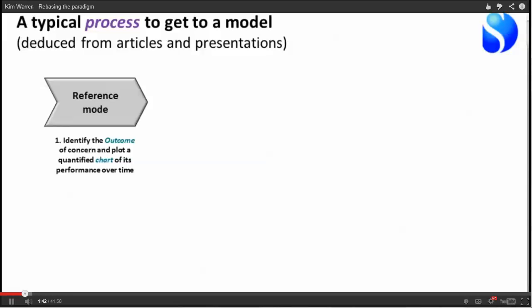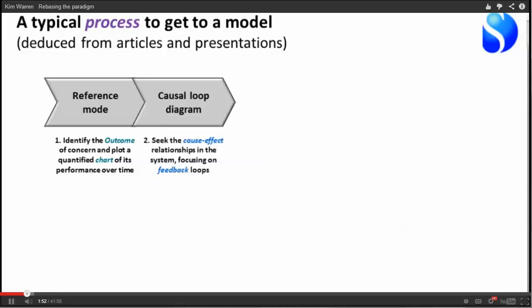So a typical process to get a model going is that we start with a reference mode, identifying the outcome of concern and plotting a time chart of what that issue is. The typical process then goes on to seek cause-effect relationships and put together a causal loop explanation as to what we think is going on.